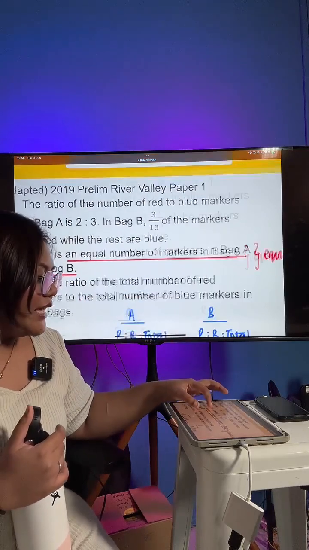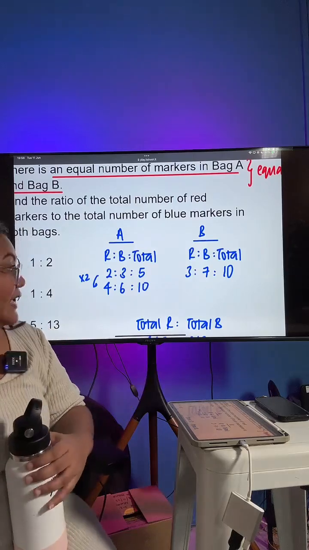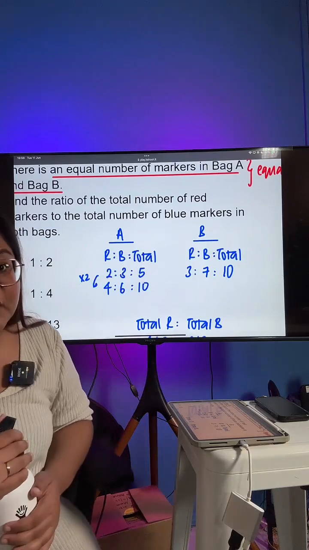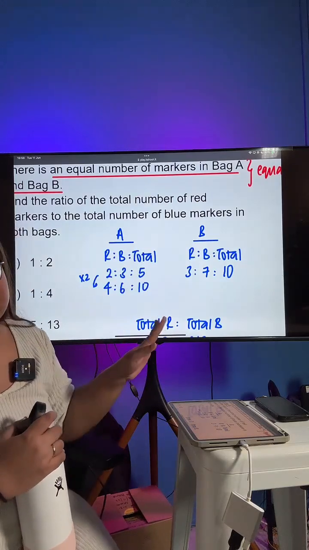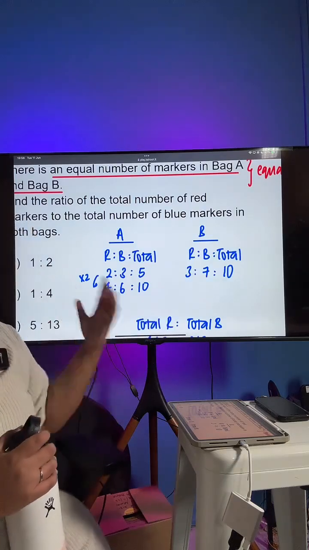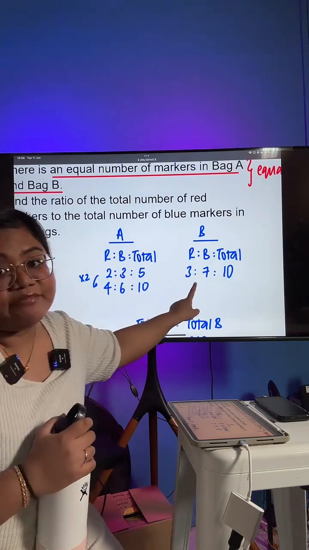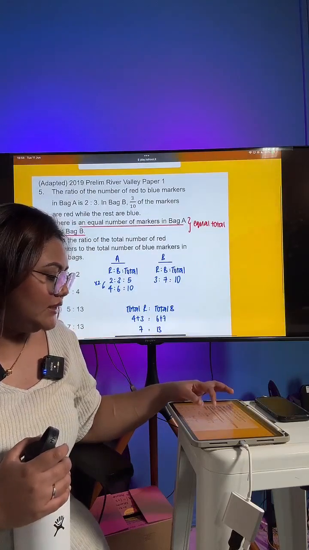Okay? Then from here, you make the totals the same because you want equal totals. Hence, you double the ratio for bag A to give you 4 is to 6 is to 10. Whereas in bag B, you can just leave it as that, 3 is to 7 is to 10. Okay? So from here, red is 4 plus 3, which is 7. Blue is 6 plus 7, which is 13. Alright, so the answer is 7 is to 13. Okay?